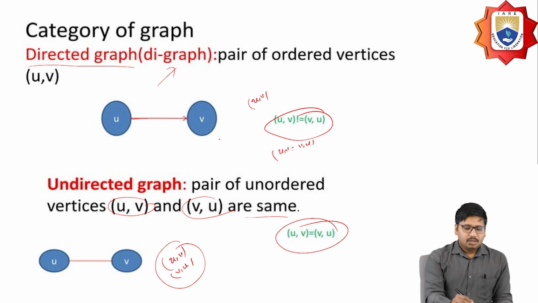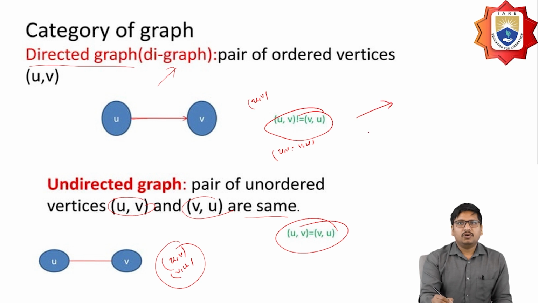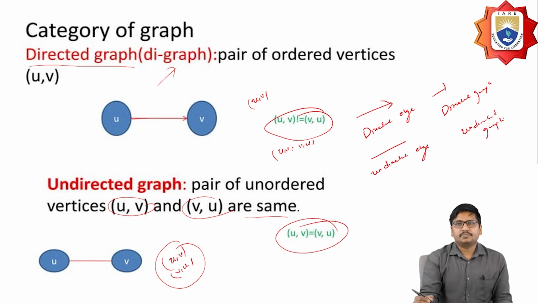A graph which maintains directed edges is called a directed graph. A graph which maintains undirected edges is called an undirected graph.